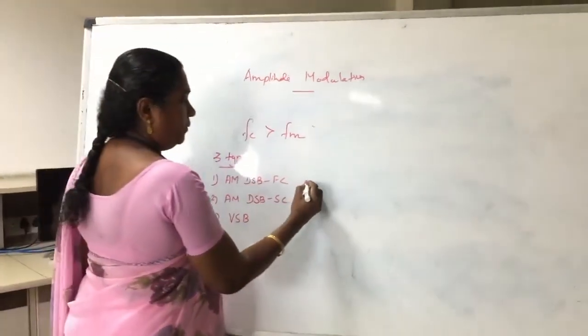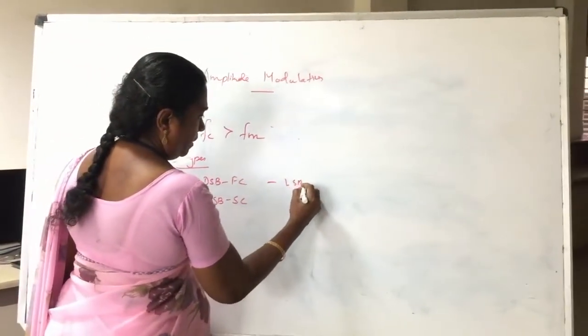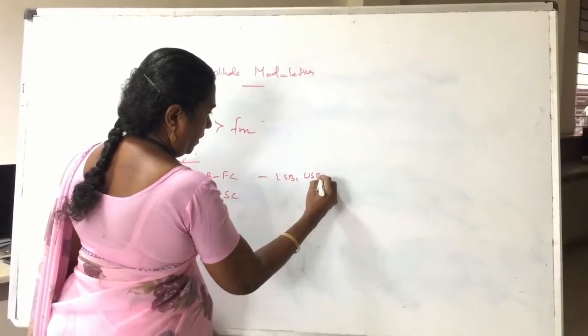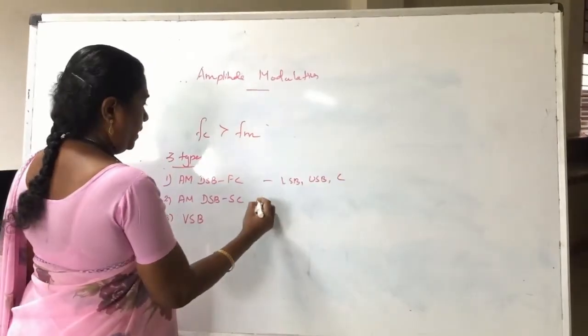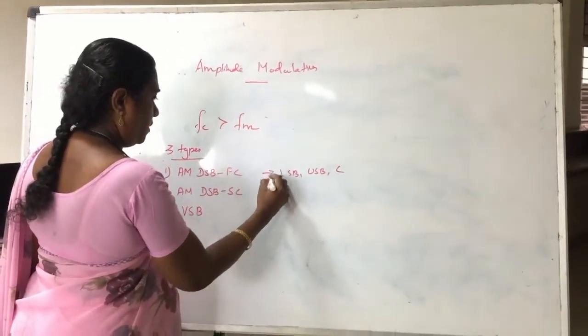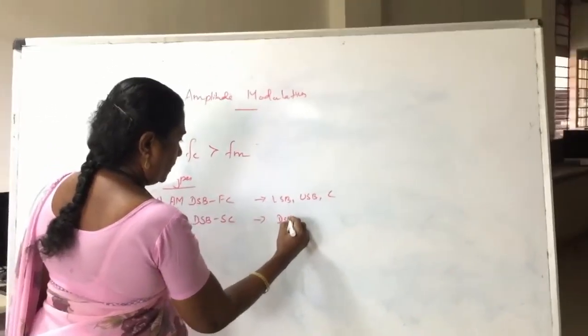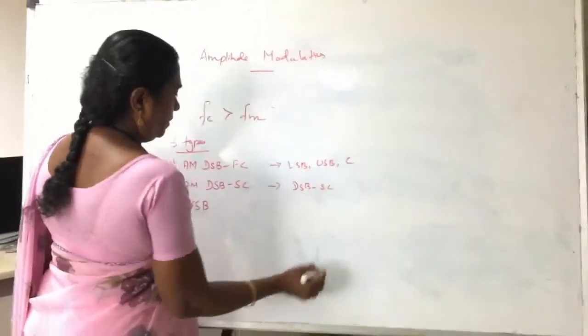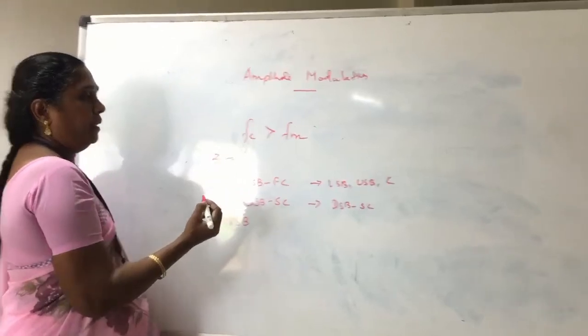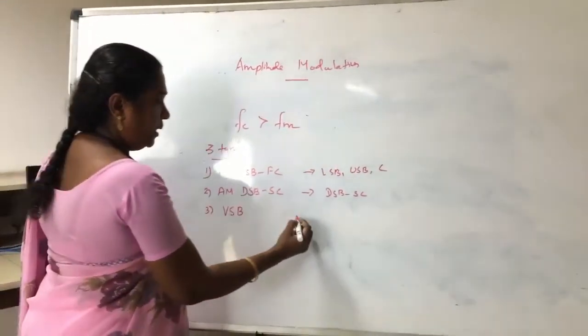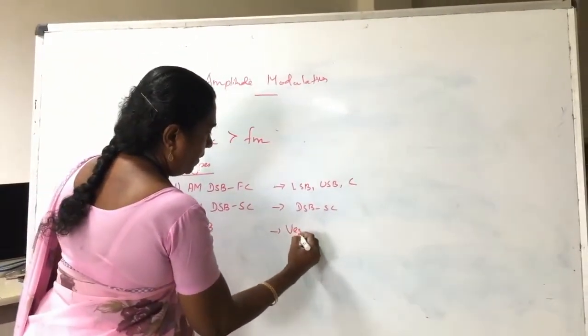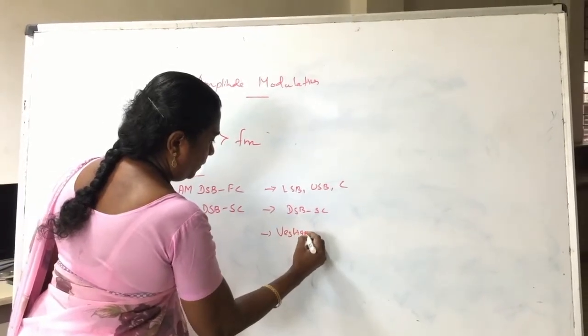Okay. So AM double sideband full carrier has both LSB, USB, and the carrier. If the carrier is suppressed, then it is called double sideband suppressed carrier. So here both the sidebands are there and the carrier is suppressed. Then the next one is vestigial sideband modulation.